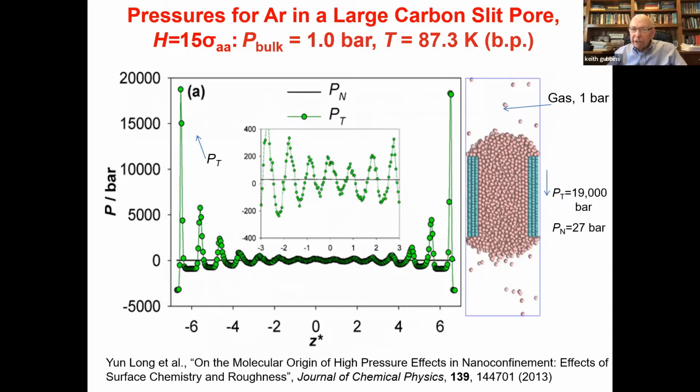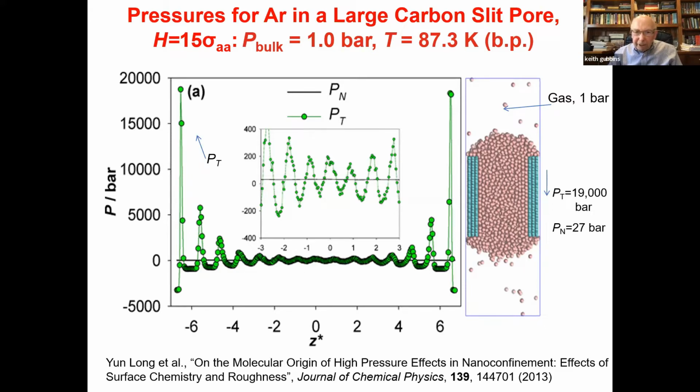This is a bigger pore. It's a slit pore. These are simulation results. And so you have 3 graphene layers in each carbon wall. And this is a width of 15 molecular diameters. This is the diameter of the argon atom. So you have many layers of argon adsorbed in here. Out here you have a gas, which is at the boiling point of argon, 87.3 Kelvin. And so the pressure is 1 bar out here.